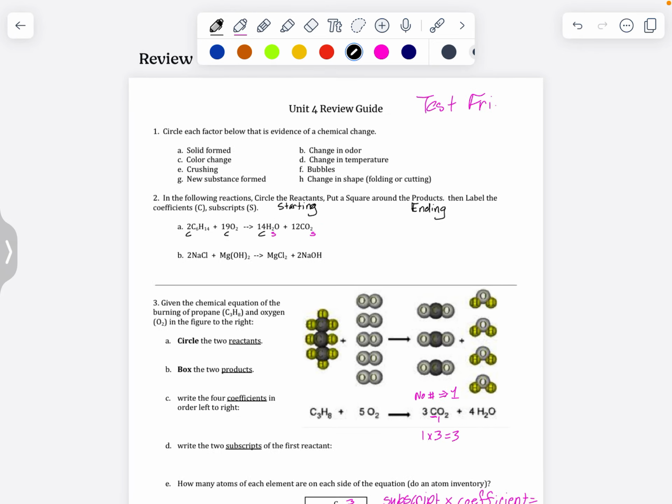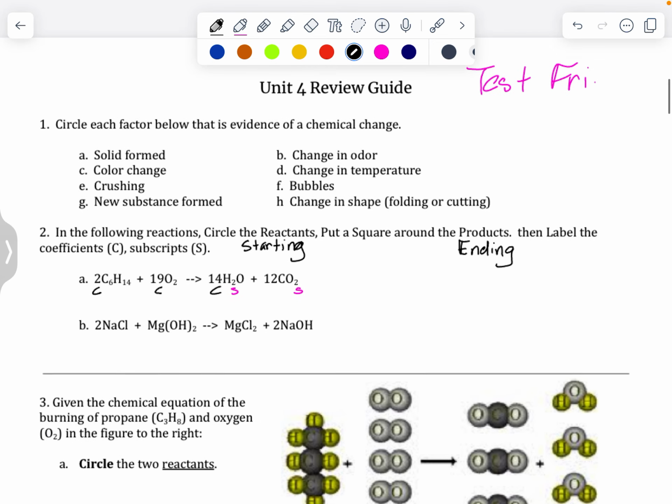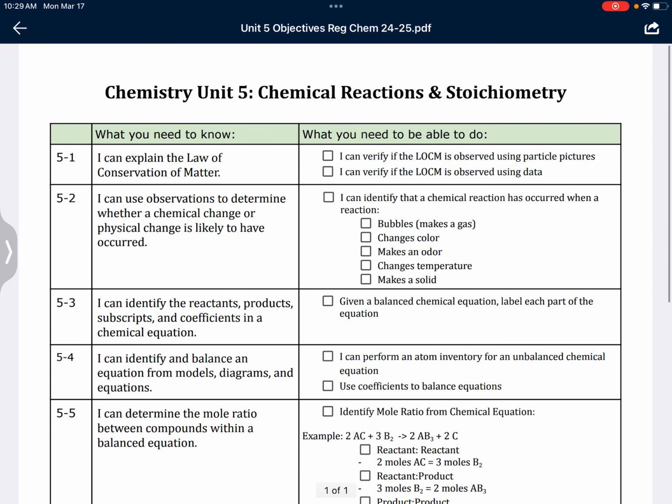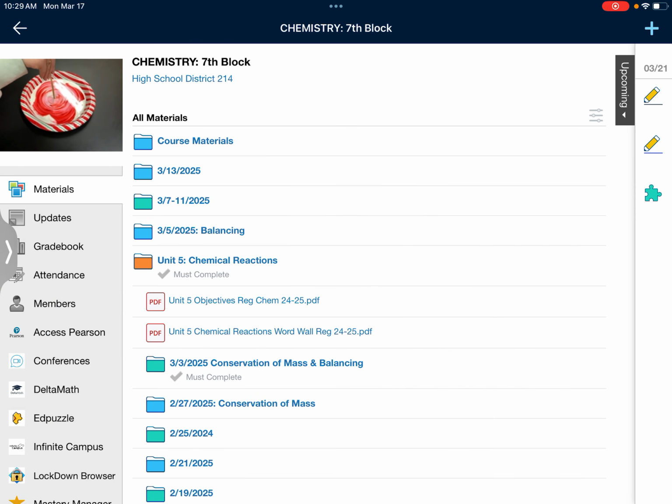Hello everyone, so you are going to complete your review guide today, and keep in mind your test is on Friday, so test Friday. Now, for the first set of problems, you are going to look at signs or evidence that a chemical change has happened. If you do not remember what the signs of a chemical change are, you are going to go to the Unit 5 Chemical Reactions folder in Schoology.